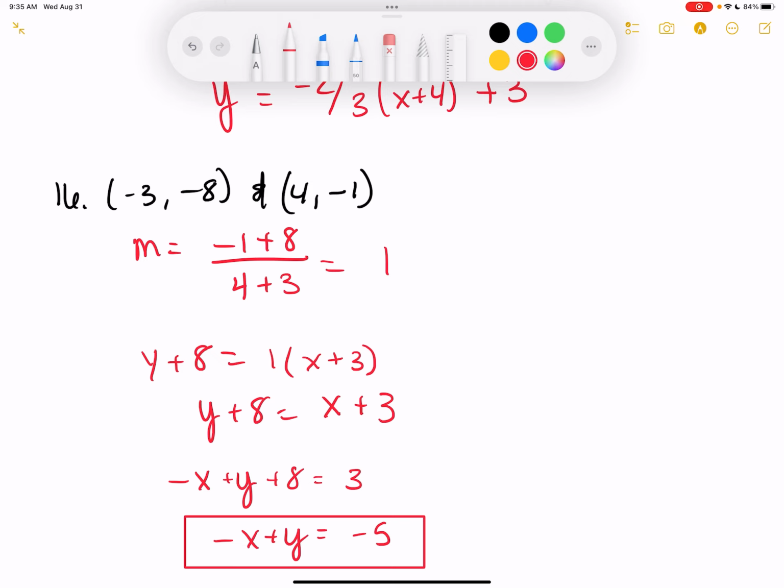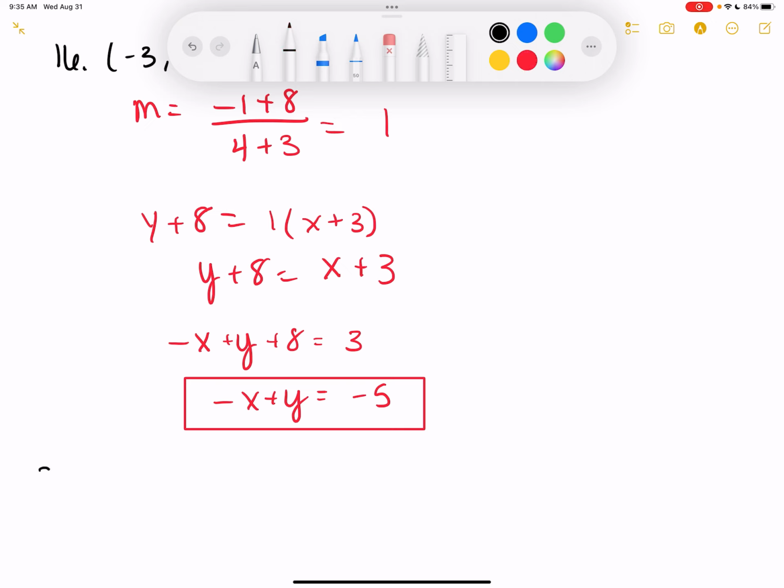Technically, if you had slope-intercept form, you could get there as well. Just FYI. All right. Number 20, same instructions. 4, -1 and 4, 5 are the two points.